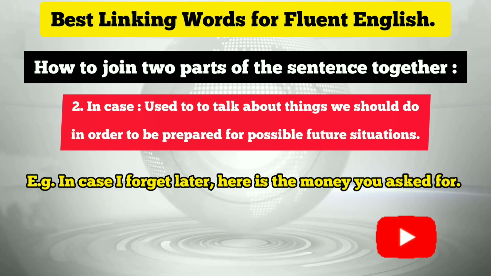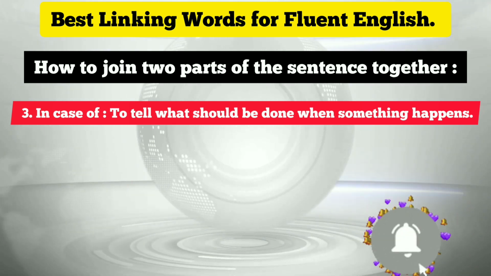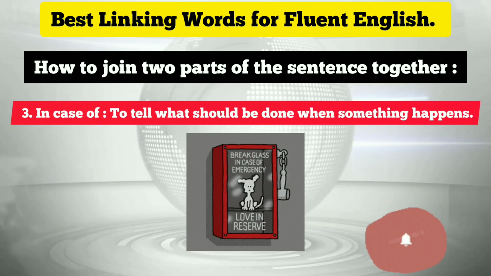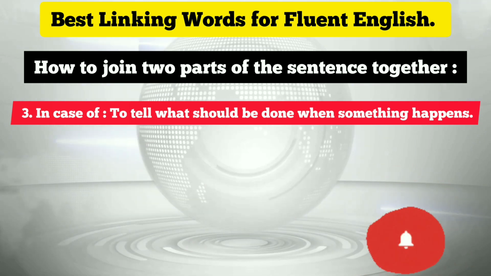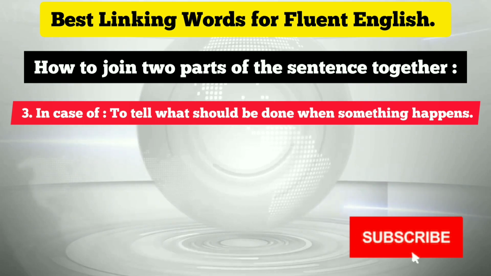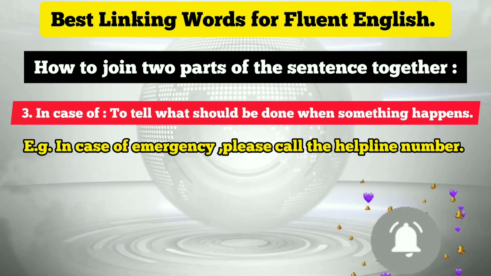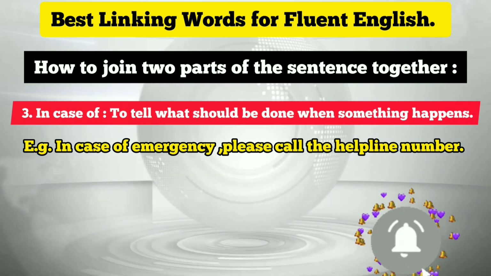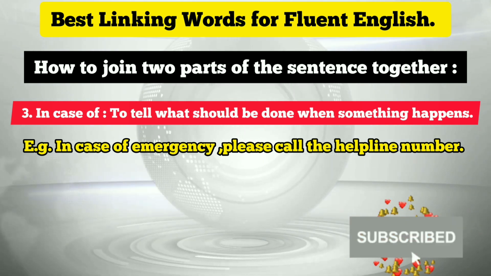So up next we are going to see the third one, that is in case of. In case of is used to tell what should be done when something happens, and it is obviously important, which helps us to convey the message what should be done if or when something happens. So let me show you how to use it. In case of emergency, please call the helpline number. So in case of emergency, that means if there is an emergency, you have to call the helpline number. Like this way you can use. It's very important, try to remember it.